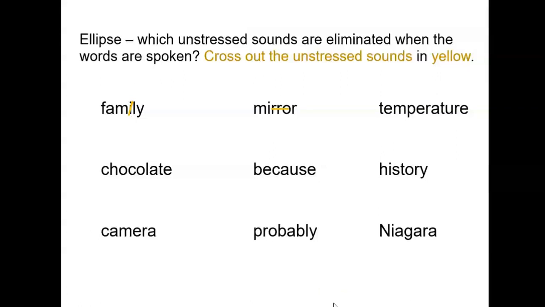Say it to yourself. Figure out what we cross out. Temperature. What did you cross out? Yeah, temperature. Exactly. And my favorite word. What do you cross out? Chocolate. Yeah. Next one.